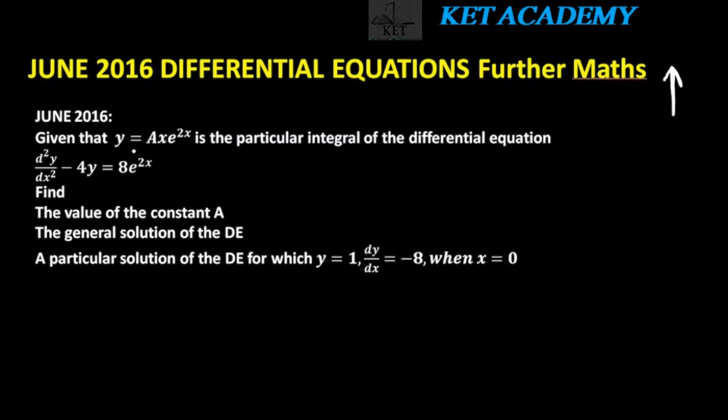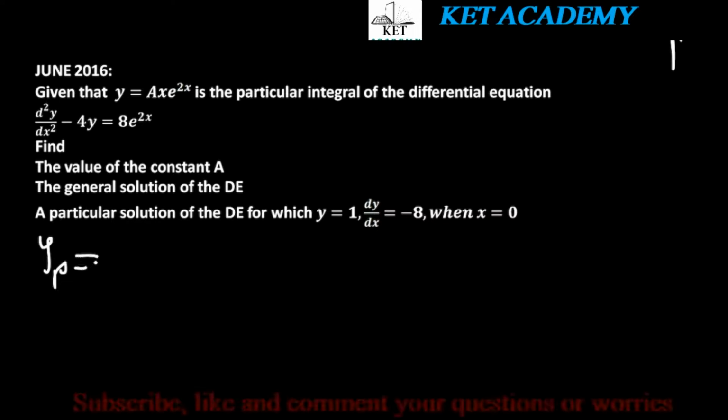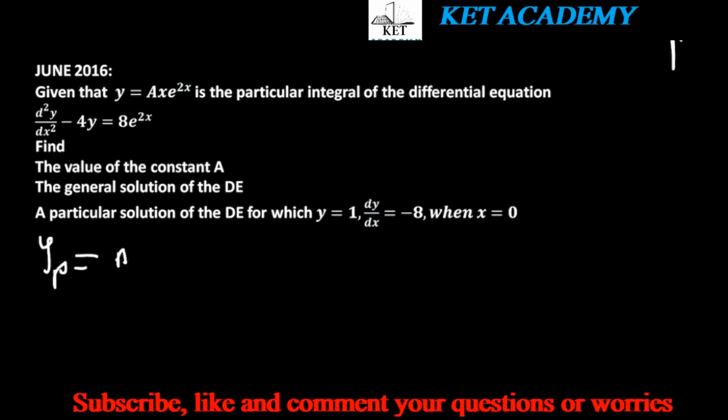So now we're going to be answering 2016 in this video, and 2016 says that given that y equals ax e to the 2x is the particular integral of the differential equation d squared y over dx squared minus 4y equals 8e to the 2x, find the value of the constant a. Now we have been given our particular solution, so we can simply say our y particular is ax e to the 2x.